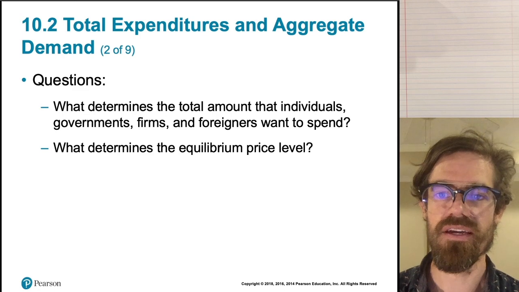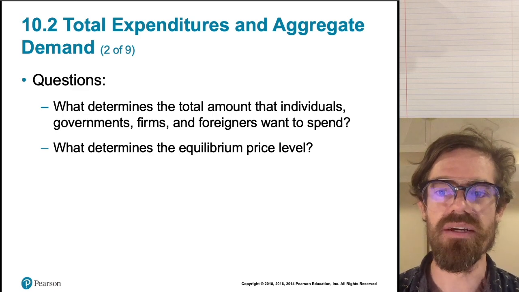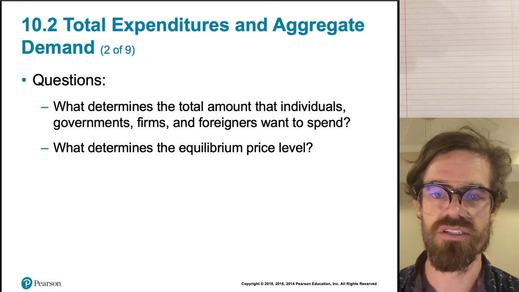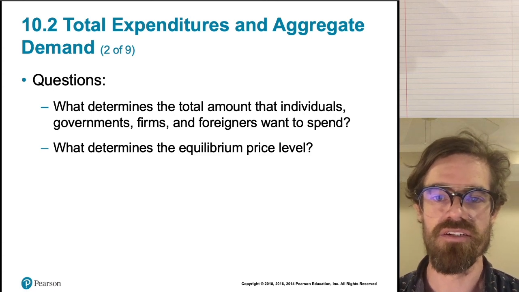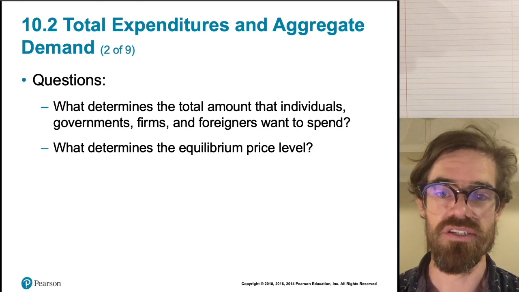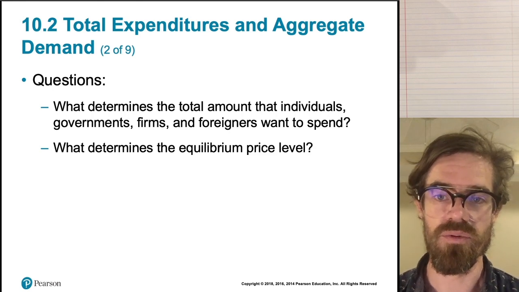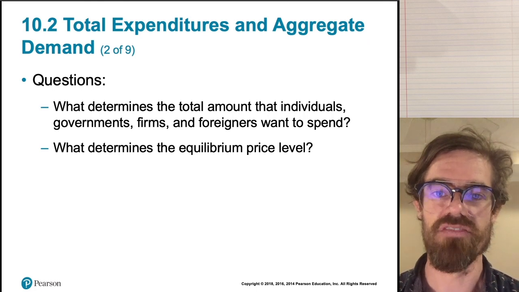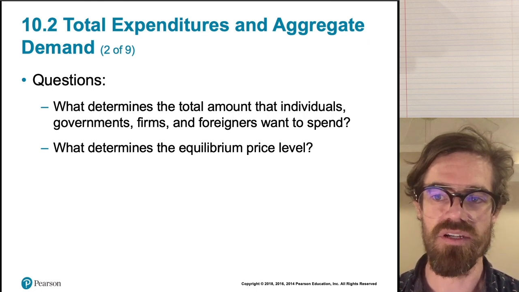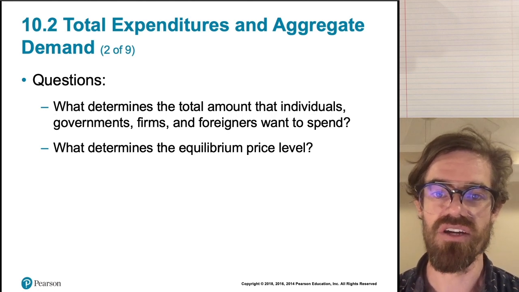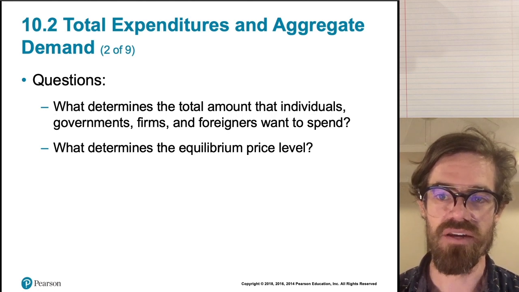So what we need to think about is what determines the total amount that individuals, governments, firms, and foreigners want to spend, because that's really what we're talking about with aggregate demand. We're talking about our expenditure approach to GDP equation. So recall GDP equals consumption plus investment plus government expenditure plus foreign expenditure, right? So that, as it turns out, is our aggregate demand model.